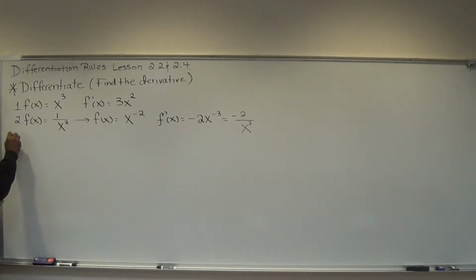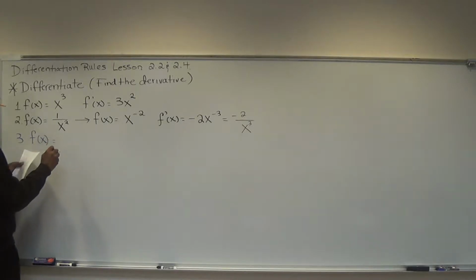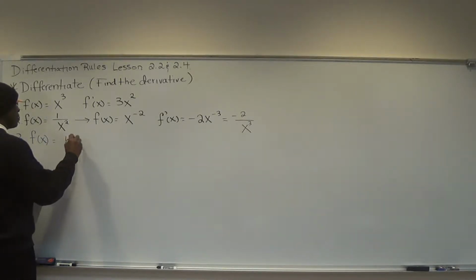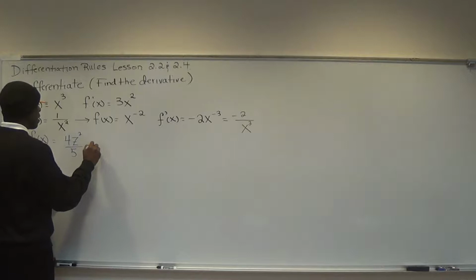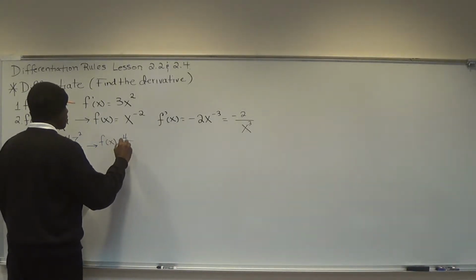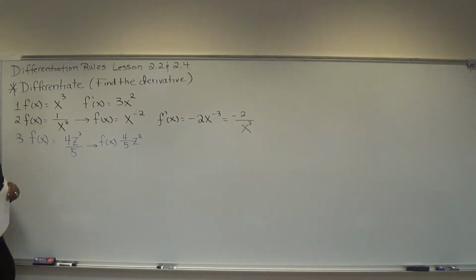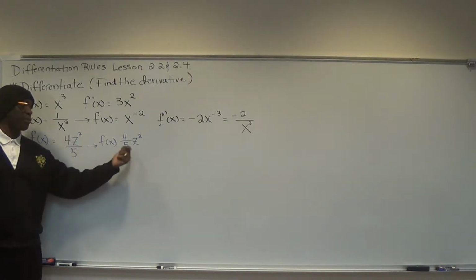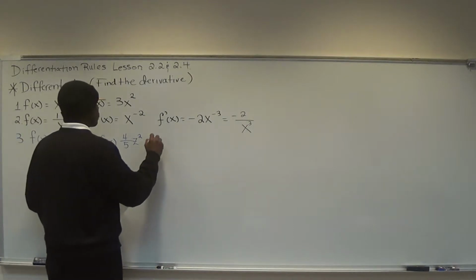Example 3. Now let's say we have f of x equal 4z squared divided by 5. All right, so first you have to rewrite it. And I would look at it as f of x equals 4/5, put the z in the middle, z squared. See, if the z is in the numerator or off to the side, it's the same thing. It doesn't matter. Now let's find the derivative.